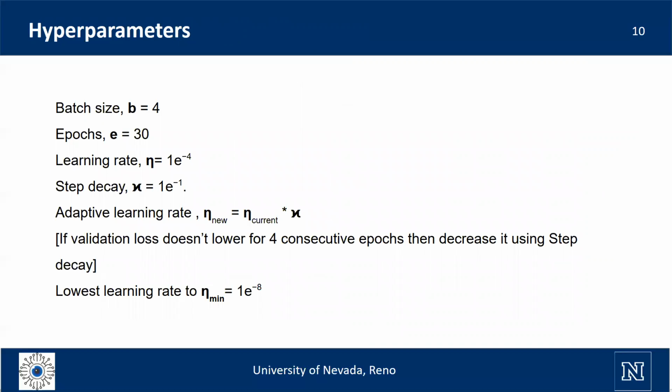We use the following hyperparameters for training, where the batch size is 4, the number of epochs for training is 30, the initial learning rate is 1e-4, whereas the step decay is 1e-1. We use an adaptive learning rate for training our joint architecture. If for 6 consecutive epochs the validation loss doesn't decrease, we multiply the step decay with the previous learning rate to get our new learning rate.